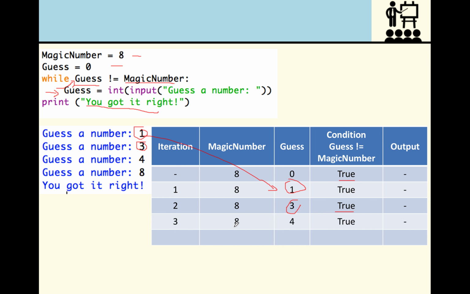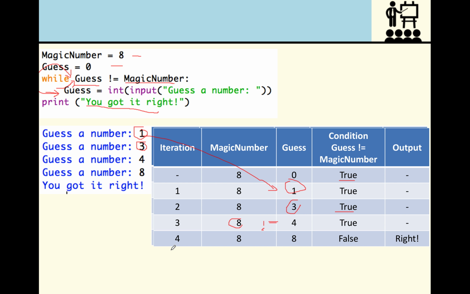And on iteration 3, magic number is still 8 and it is not equal to 4. So my condition is true, so I'm going to loop again. Now, on my fourth iteration, I entered 8. And if I check my condition, and it gets a little bit wordy here, 8 is not equal to 8. In other words, 8 is equal to 8, and my condition is actually false. So I can exit my loop, and I'm going to output, you got it right.